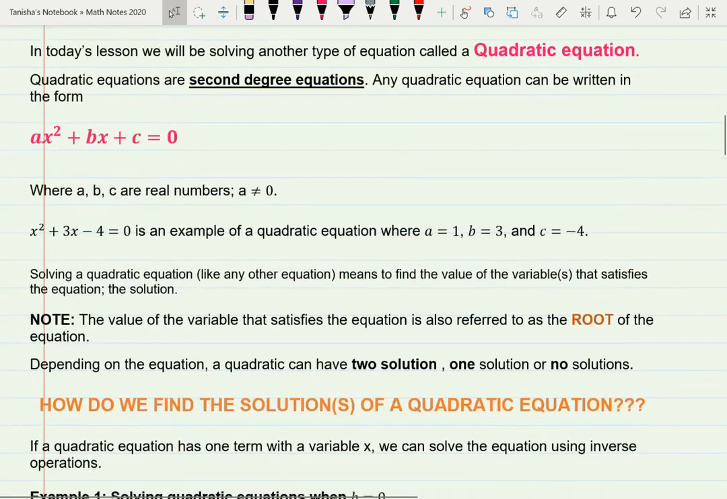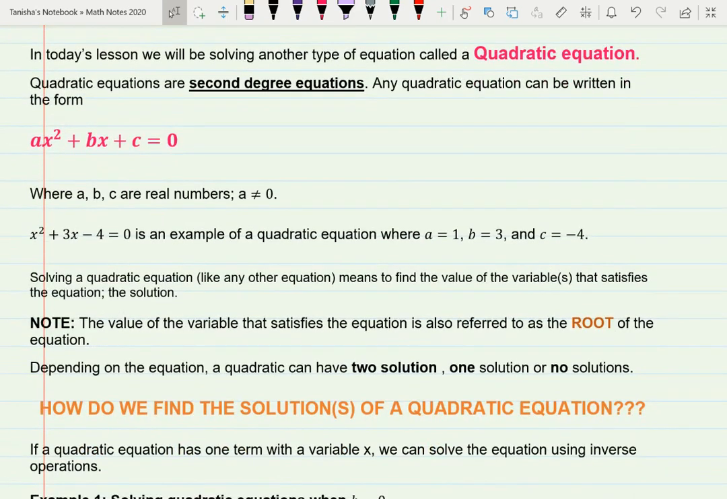Okay, so now that we have reviewed solving equations, let's move on to solving quadratic equations, right? And when we were factoring, you saw some quadratic equations, but now we're going to define what a quadratic equation is. Quadratic equations are second degree equations. Any quadratic equation can be written in the form ax squared plus bx plus c is equal to 0.